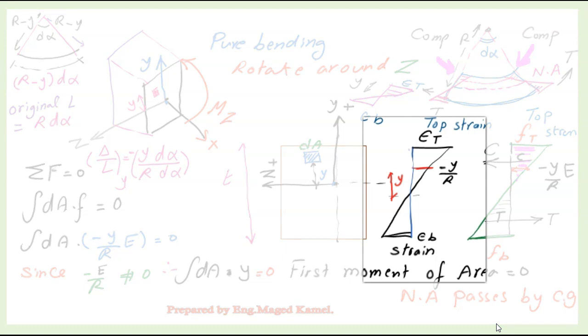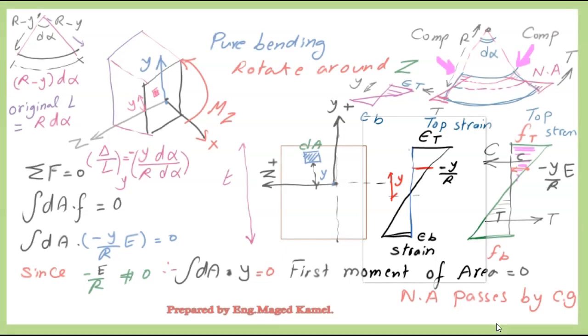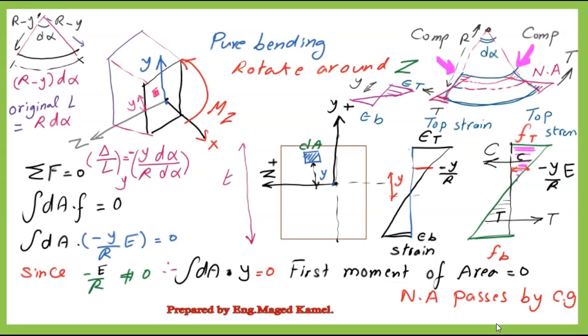The negative sign indicates that when y has a positive value, we have compression for the uppermost part of the section, while for the lower part, y has a negative sign and we have a positive stress value, which means that we have tension. The relation between strain and stress is that stress equals strain multiplied by E, where E is the modulus of elasticity. Please refer to the two sketches close to each other.